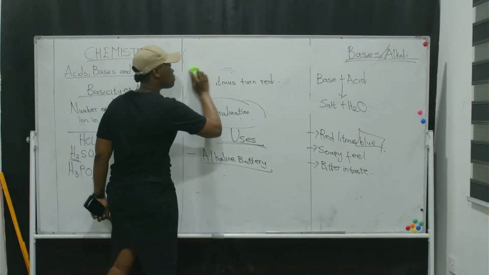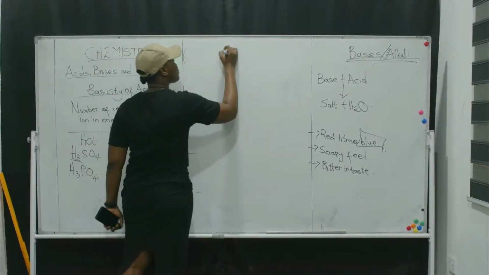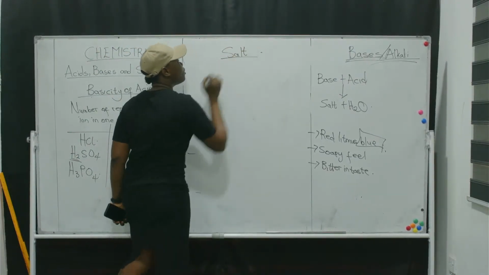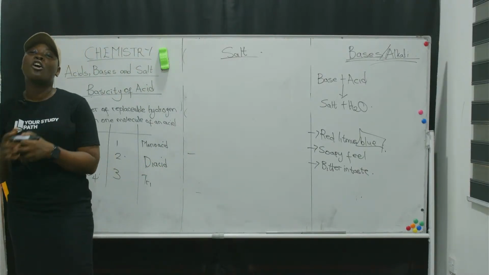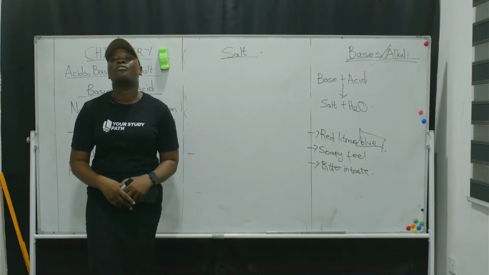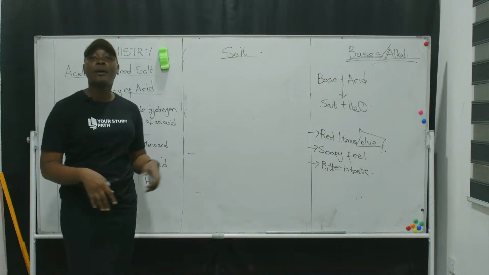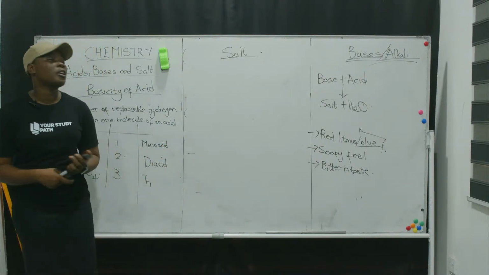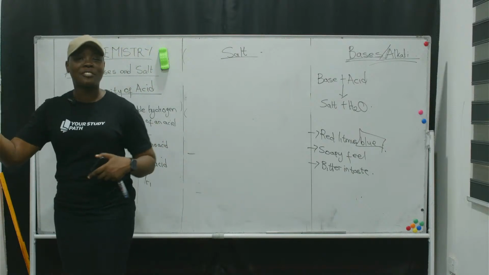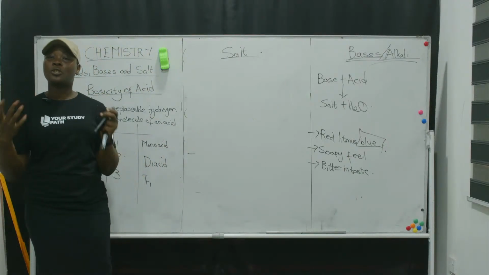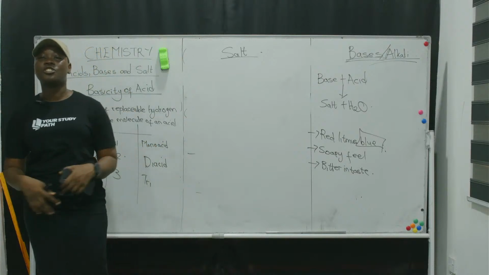And so let's move on to salt. When you hear the word salt, what comes to your mind first? Table salt. Table salt is just one of the numerous kinds of salt. Salt in chemistry is more than table salt. It's more than Dangote salt, Mr. Chef salt and all of that. It's more than all of those salts, the sea salt, what you use in the kitchen.